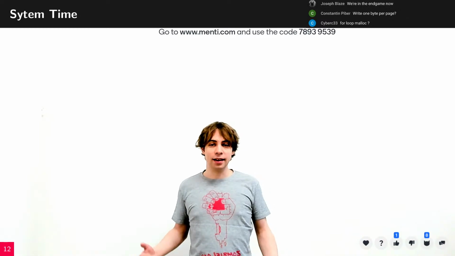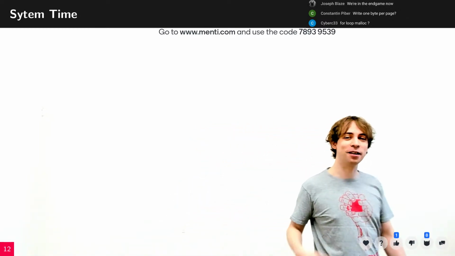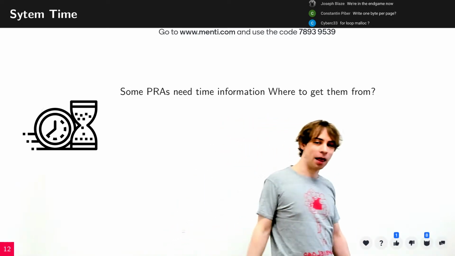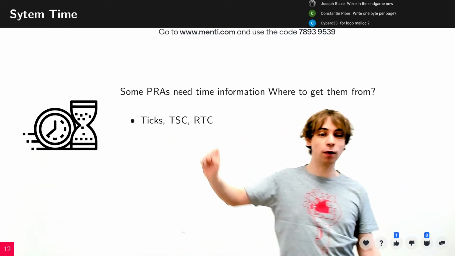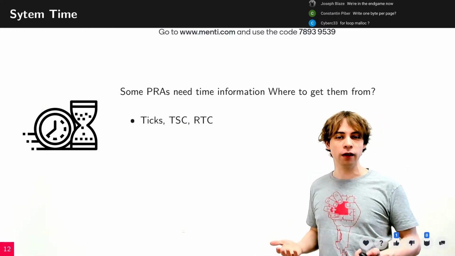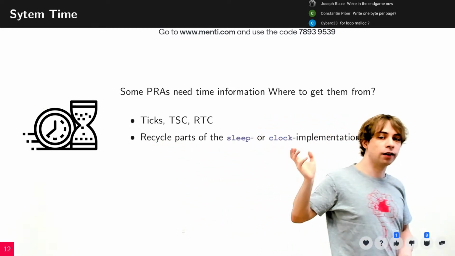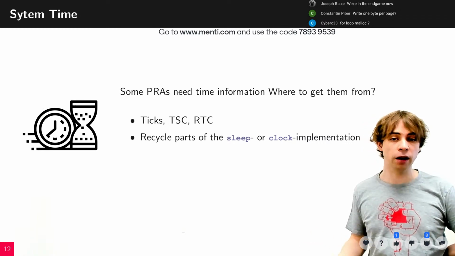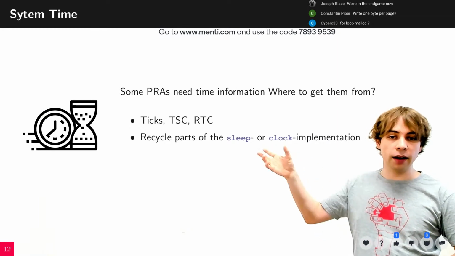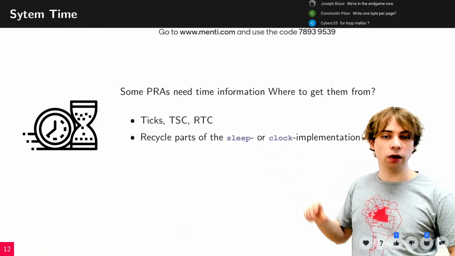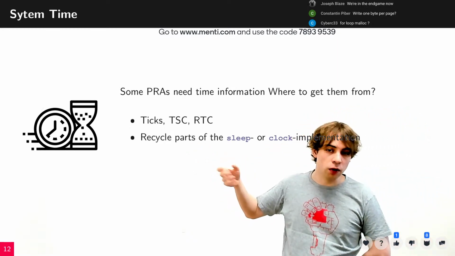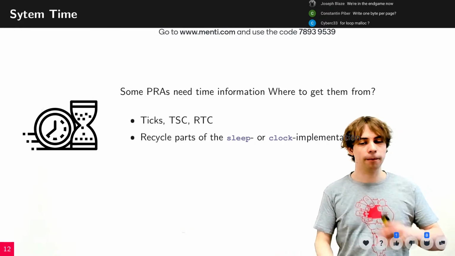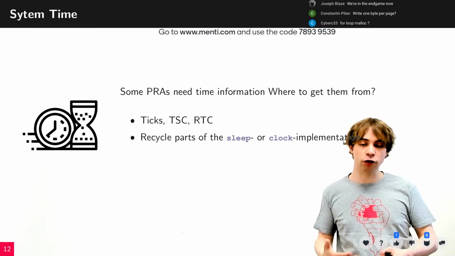Some of these algorithms need time, not just computation time, but they also need to work with the timestamp. So where do we get this time information from? We have scheduler ticks, we have the timestamp counter, and we also have the real-time clock. These are different timing sources, and we can, for instance, recycle parts of the sleep or clock implementation here. For working set, for instance, if we implement something like working set clock or working set random, this would work with the process time, and there you would reuse parts of the clock implementation. For aging, you might want to work with interrupts, but we've already discussed this in a lecture where you would introduce this part of increasing the ages per page.